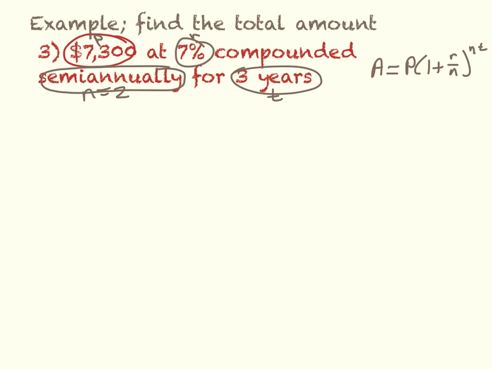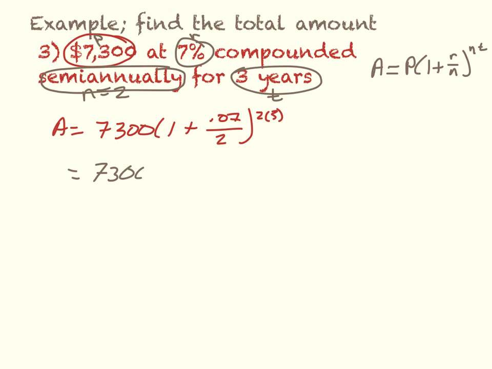So I'm going to fill that into my formula. So I have A equals P, 7,300, times 1 plus my R, 0.07, over my N, which is 2, to the power of N, which is 2, times my T, which is 3. Okay, so I'm going to do this in steps. And the first thing I'm going to do is my exponent simplification and the parentheses. So 1 plus 0.07 divided by 2, which is 0.035 to the power of 6, 2 times 3.